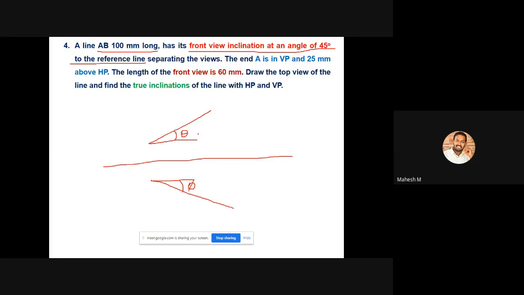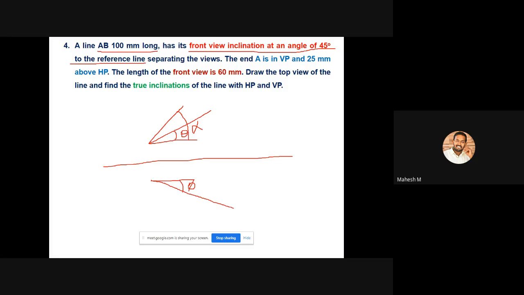Okay, so if true inclinations are given, compulsorily they will give two angles. One is for above the reference line, another is for below the reference line. For above the reference line, it will be marked as theta. For below the reference line, it will be marked as phi. Okay, and also with that, we will create another two angles. So this line will be called the front view line. If we are creating a front view line, this angle will be called alpha.